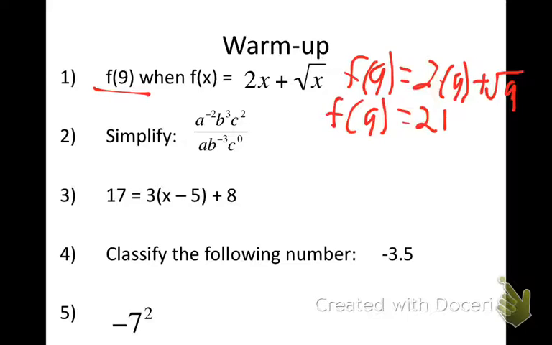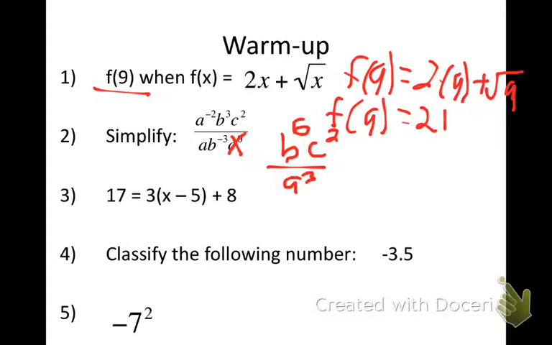Number 2, simplify. Again, you might see something like this, what we talked about on Monday. Take it step by step, working through each letter at a time. So we start with a to the negative second over a, and move the negative exponents down below. Then we look at b to the third, b to the negative third, move the negative exponent up top. And then c to the second over c to the 0 power. We don't need anything to the 0 power, it is going to be 1. This would simplify out to be b to the 6th, c to the 2nd, over a to the 3rd.